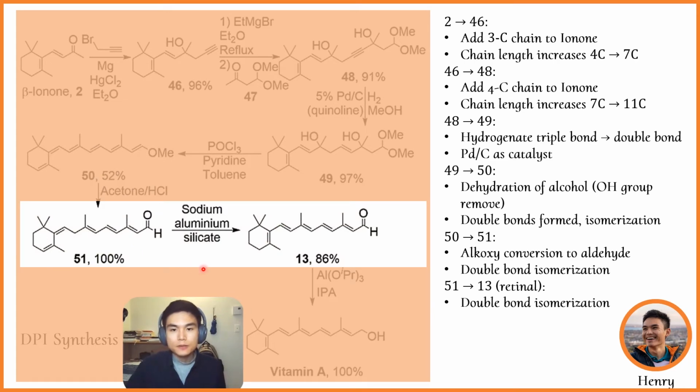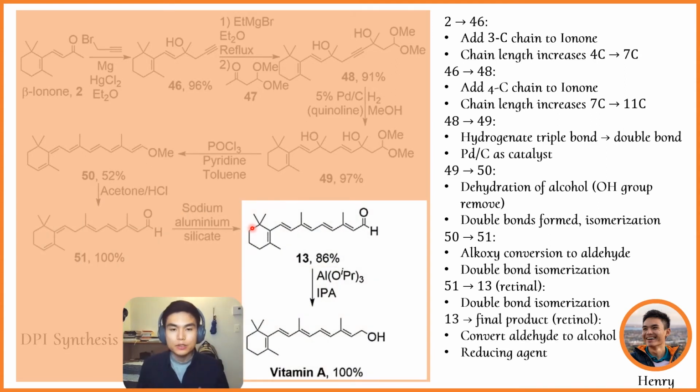The next step is to isomerize the location of the double bond in the carbon ring, you see right here. So this makes the compound into retinal, which is the aldehyde form of vitamin A.